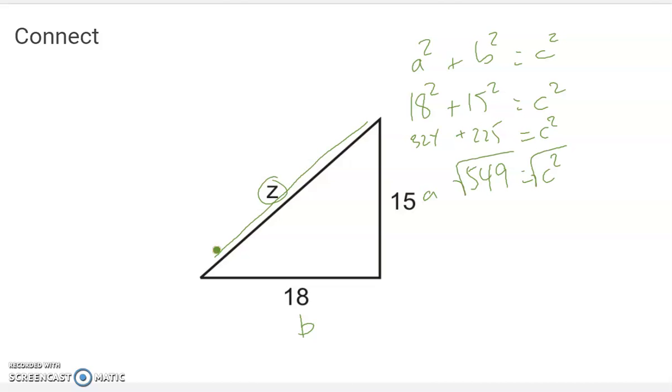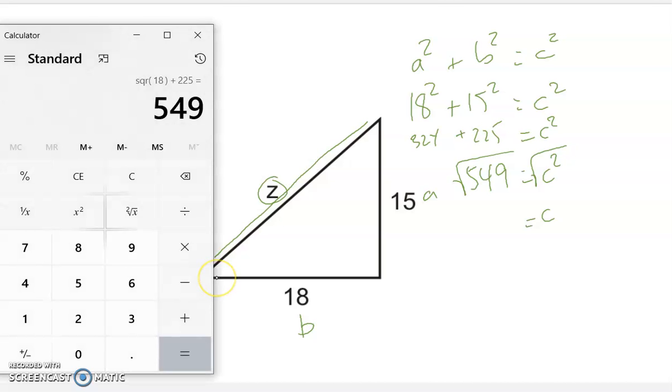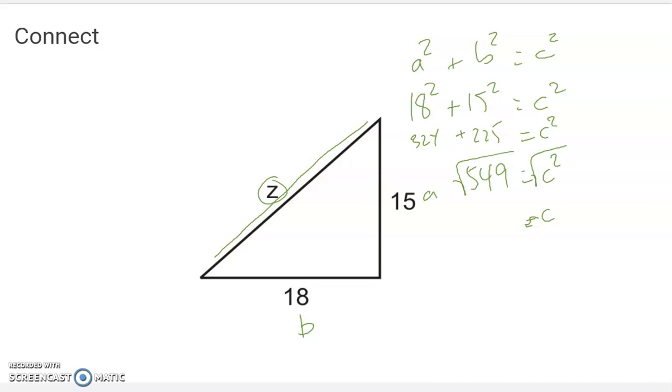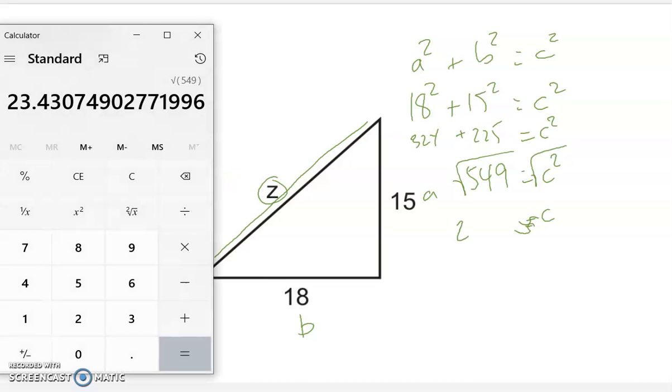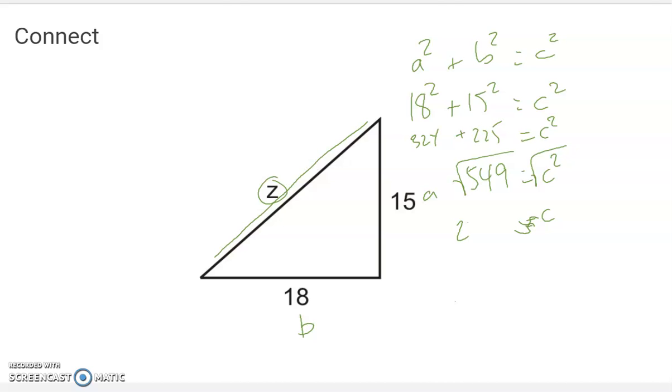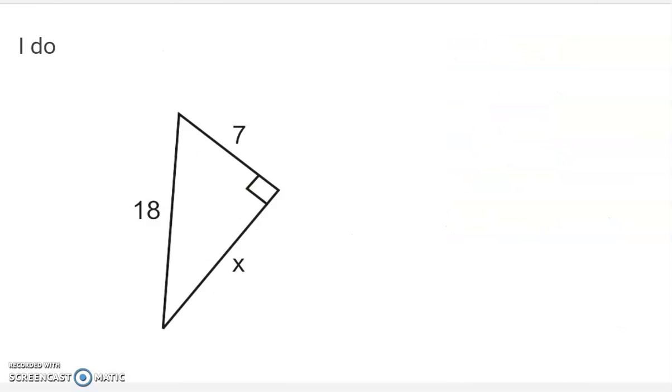So I would apply a square root to each side and find that z or c equals that. 23 and about, I'm going to do the approximately, what was it? 23.4300ths. We've always been missing the hypotenuse was the key. Today, we're going to miss a leg.